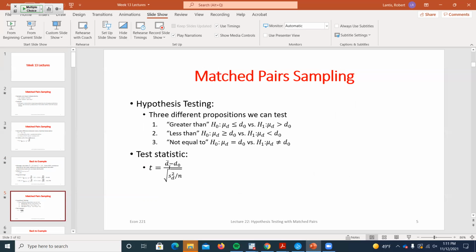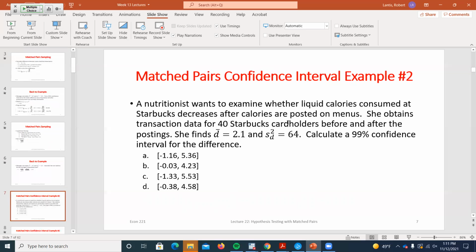Once again, this test statistic really looks just like the one population test statistic we had when we had a sample mean and a sample variance. It's just that we use different notation to identify it. But this is a sample mean of a variable we created from two other variables, right? This difference variable that we created. From there, all the same principles that we were using with hypothesis testing apply.